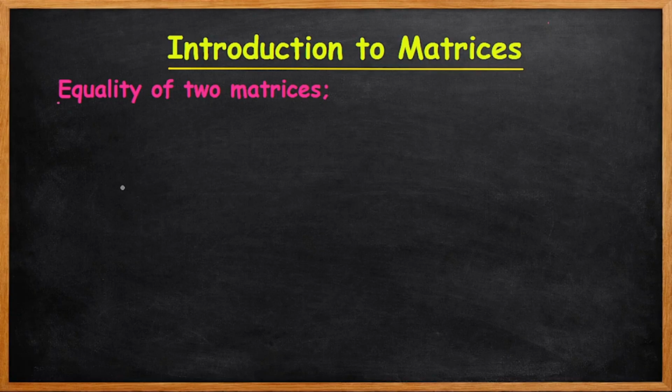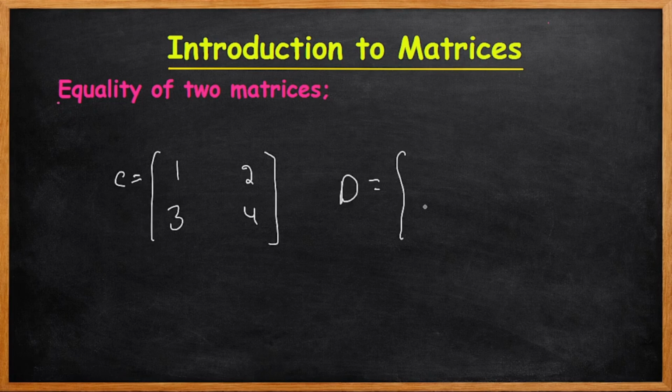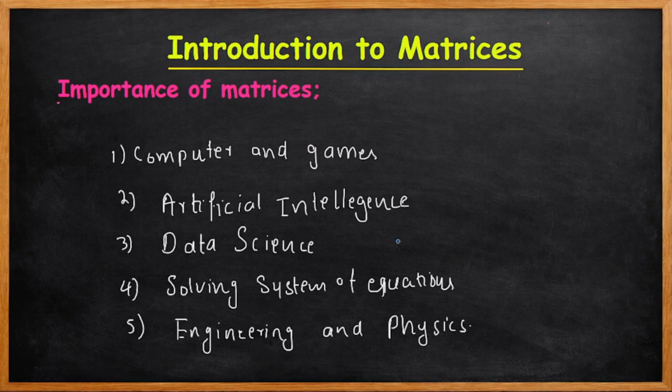Let me have another example. Matrix C is equal to 1, 2, 3, and 4. And matrix D is equal to 2, 3, 4, 5, 6, and 7. So these two matrices are not equal, and we say that matrix C is not equal to matrix D.